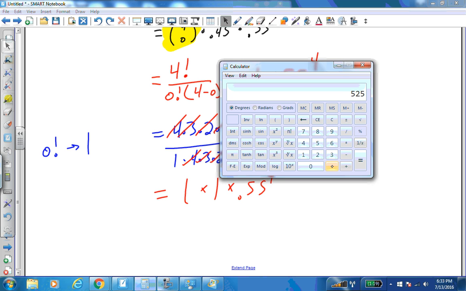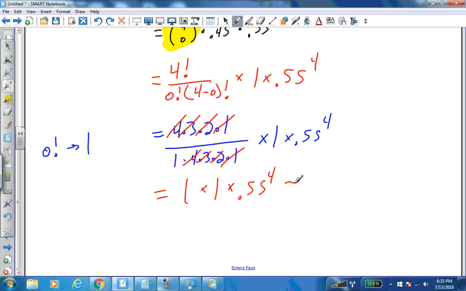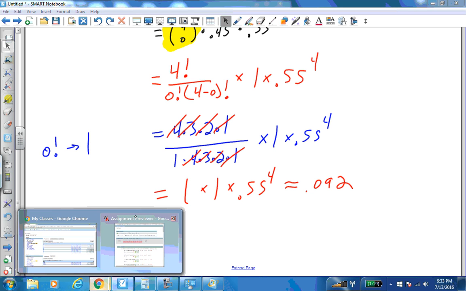We take our calculator out and do 0.55 raised to the 4th power, 0.0915. I think it asked to round to 3 decimal places, so 0.092. So that's part A.